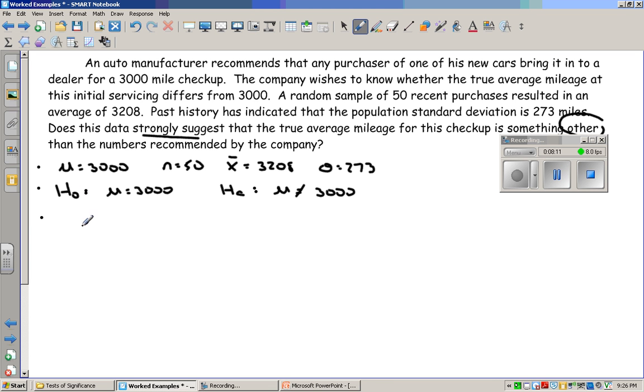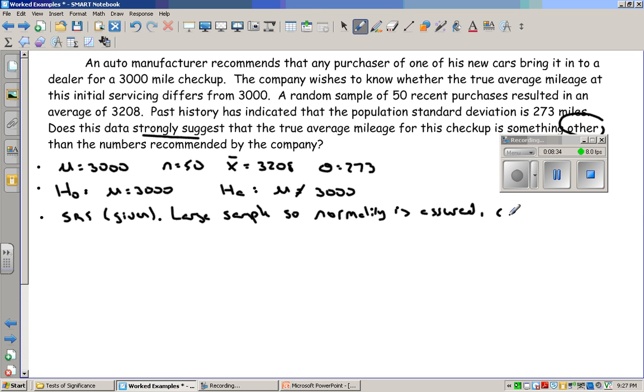Test our assumptions. Let's see, it says it's a random sample, so SRS. That part was given. There's a large sample, right, so normality is assured. And sigma is known. Right, based on those conditions and assumptions, we can say that we are going to perform a one sample z-test for the mean.